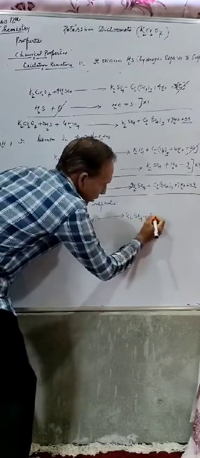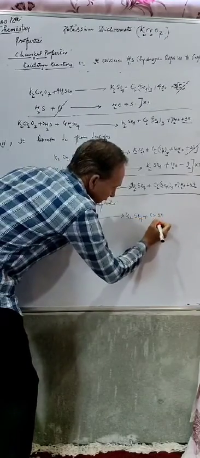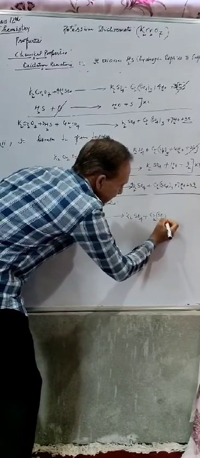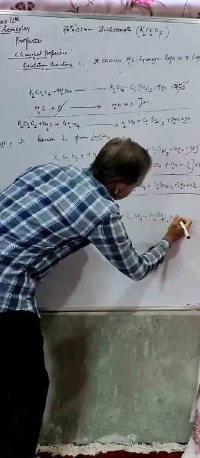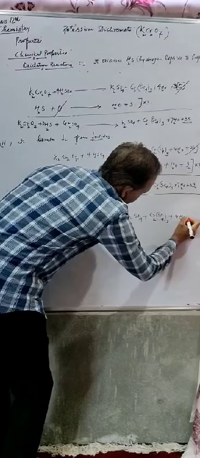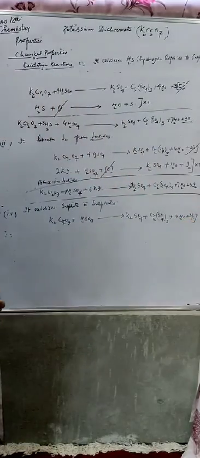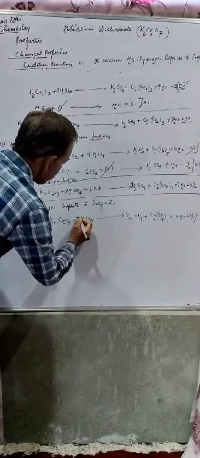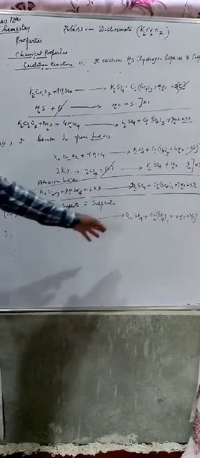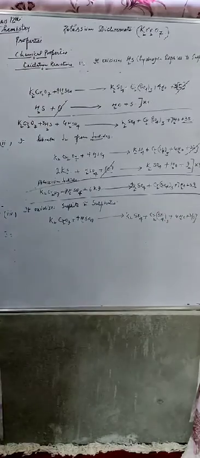plus chromium sulfate Cr2(SO4)3 plus the nascent oxygen, 3 times, is liberated. When we balance it, it is 4 times K2SO4, 4 times water and this.